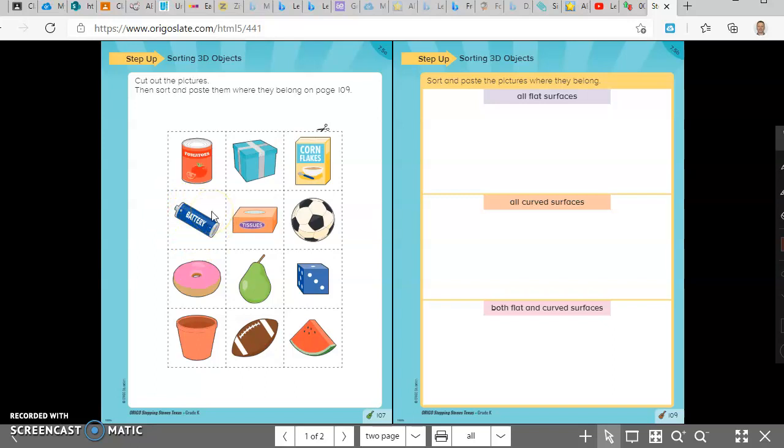So go ahead and sort those out. Glue them down if you can. Take a picture and upload it.